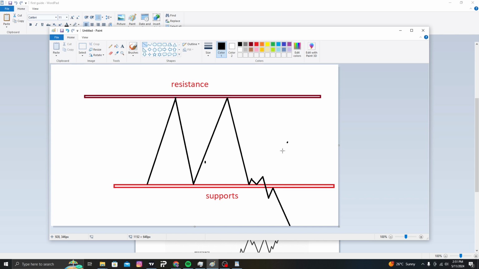Okay, I can see it happens to a lot of people. And this is where, let me tell you, for me as a trader, these are the levels that I love the most.